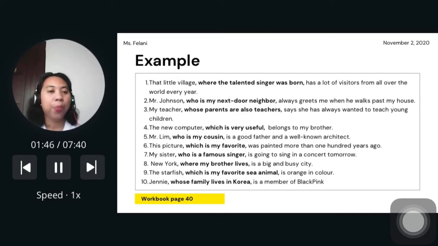Number 1: That little village, where the talented singer was born, has a lot of visitors from all over the world every year. Okay, what is the main idea of this sentence? That little village has a lot of visitors from all over the world every year. So that is the main sentence of number 1. Meanwhile, where the talented singer was born is a non-defining relative clause.